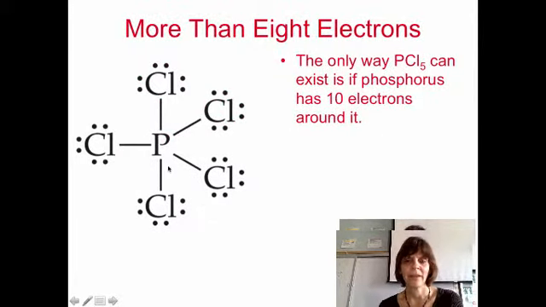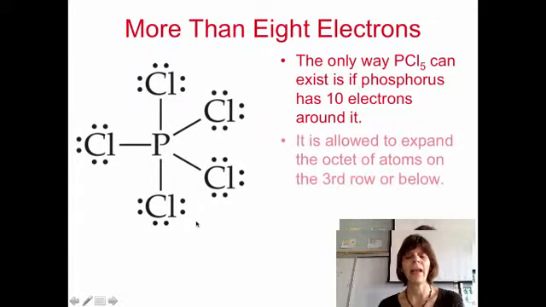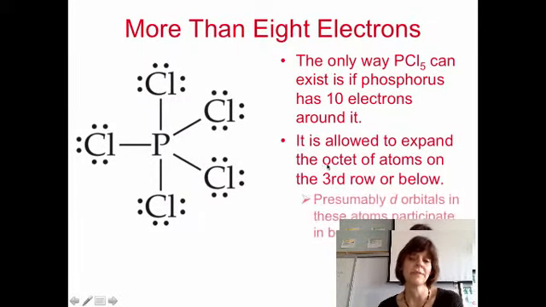Notice how the nitrogen has 7 electrons, fewer than 8, and the oxygen in this case has 8. Some elements, such as phosphorus and arsenic and sulfur, can end up with more than 8 electrons. Hydrogen is not allowed to expand, but elements on the third period of the periodic table or below are allowed to. Presumably, that's because there are d orbitals available for those extra bonds to use.